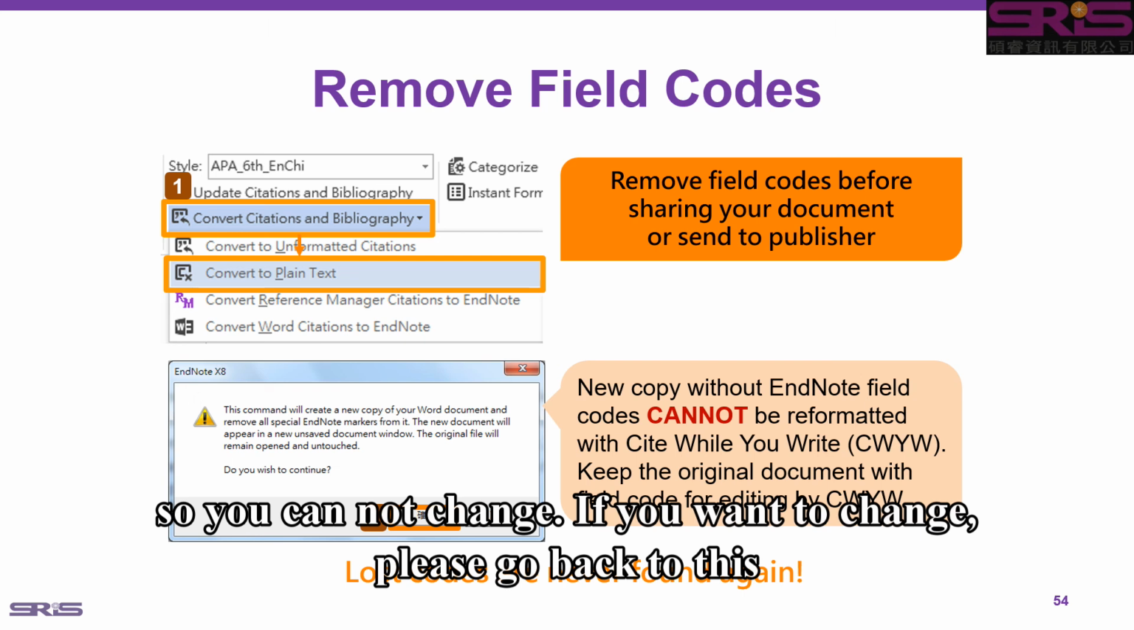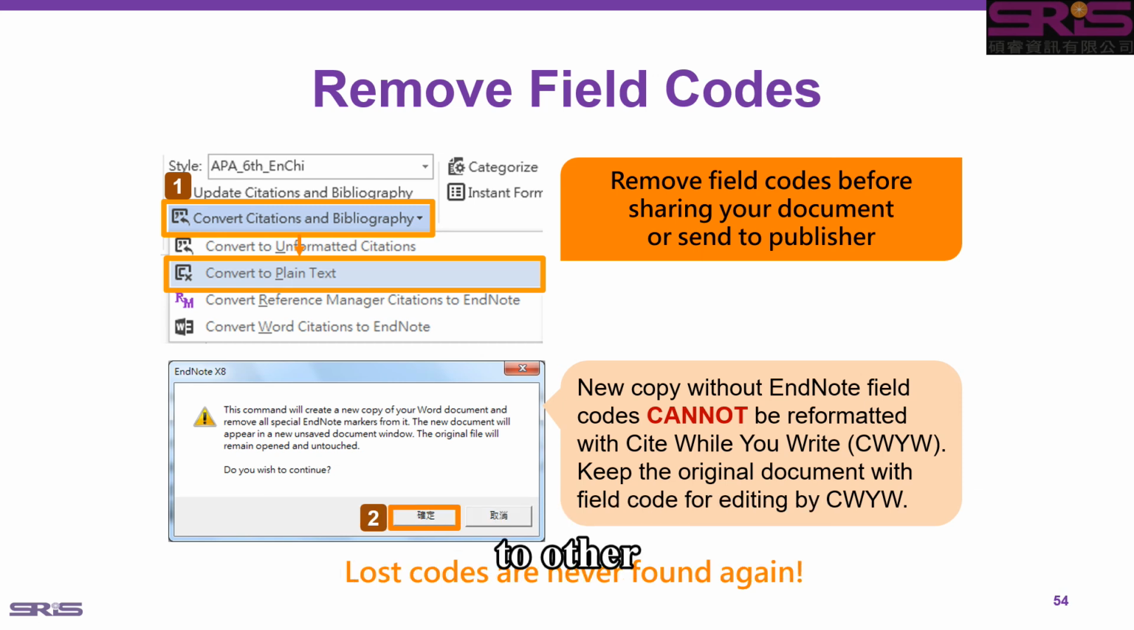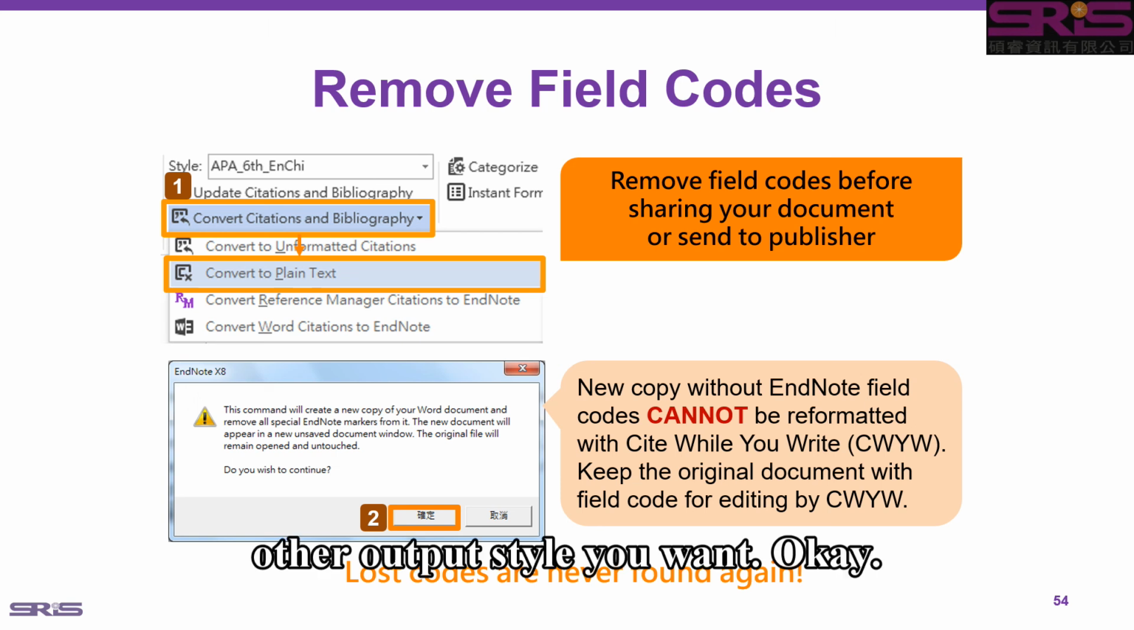If you want to change it, please go back to this file with the annual field codes. Then you can change it from APA to the other output style you want. Okay.